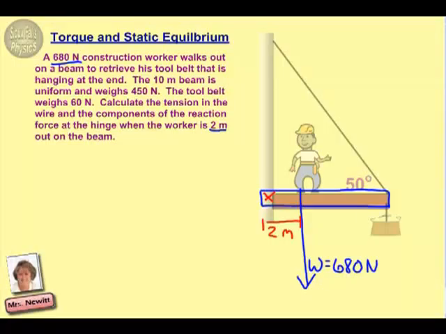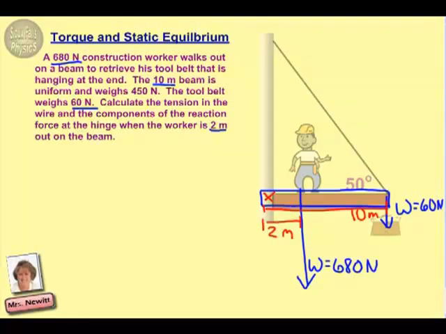Now, the other piece of information that we have is his tool belt, which weighs 60 newtons. And we also know that the tool belt is out at the end of the beam, and the beam is 10 meters long. So we now have a force over here, which is another weight, 60 newtons this time. And the distance for that particular force is going to be the full distance of the beam, which is 10 meters. Finally, we have the weight of the beam itself.